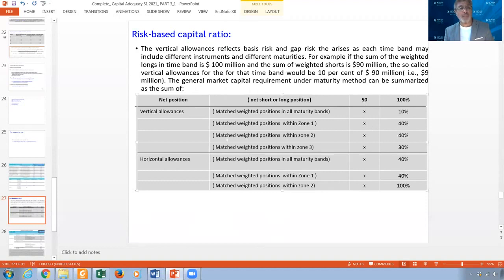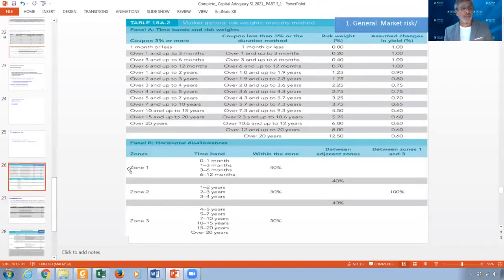And then you take the weighted positions within zone 2, because we have zone 1. Zone 1 is from 0 to 1 year. Zone 2 is from 1 year to 3 or 4 years. Zone 3 is from 4 years until over 20 years. And then there is a difference, as I told you, for the net positions of the shorts and the longs, even within the zones. They want you to take that into consideration when you calculate the market risk.